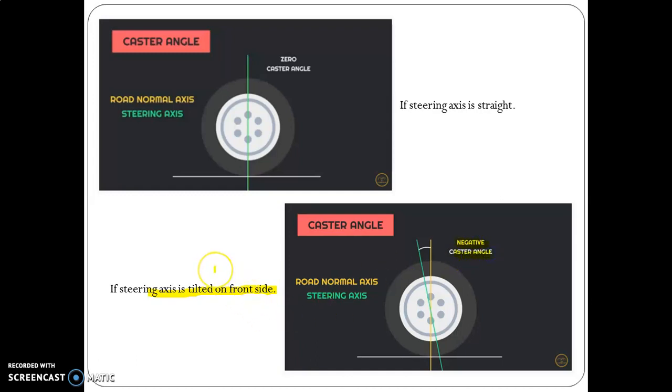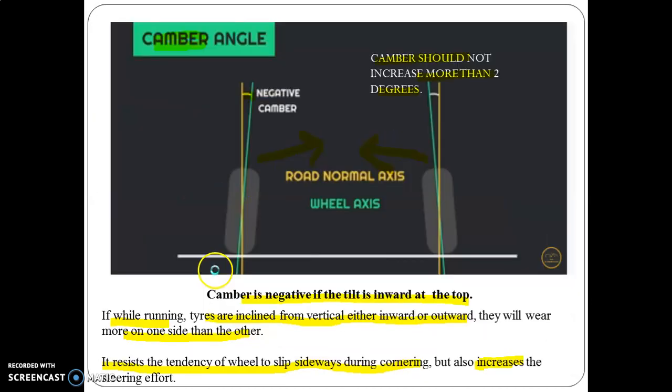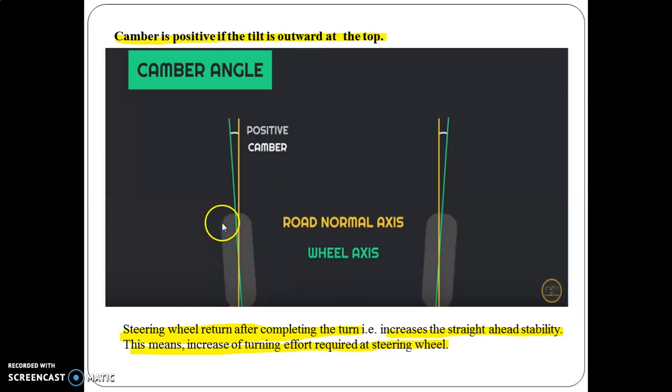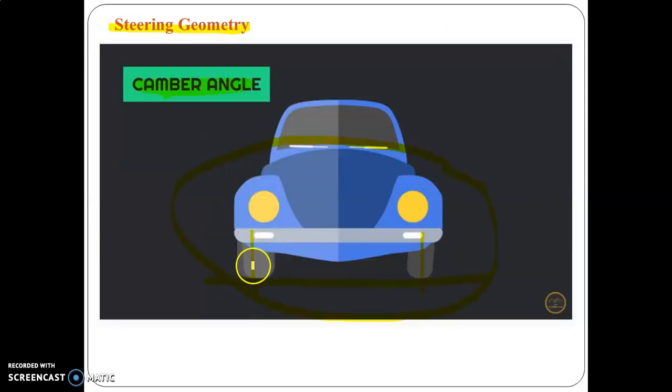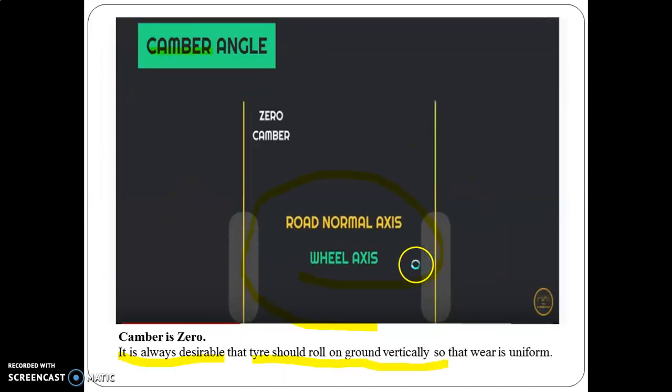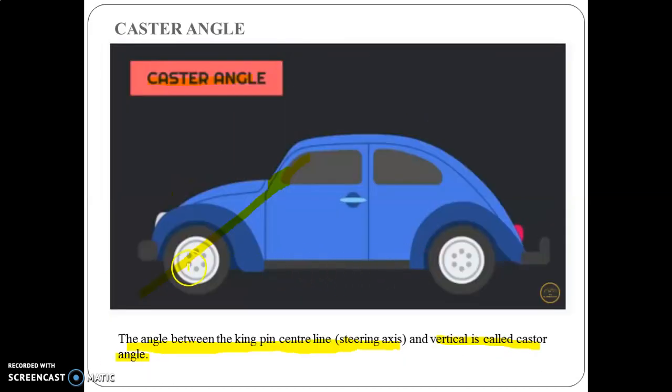In today's session we discussed the camber angle, meaning alignment of the position of the wheels from the front side, and we discussed the caster angle when it is considered from the movement of the wheel on the rear side or front side when it is observed from the side view.